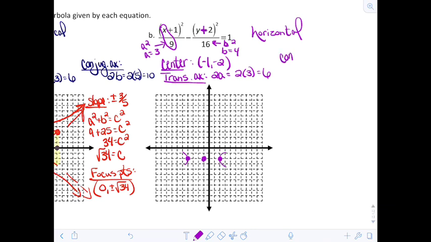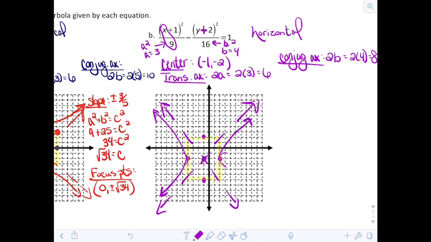Then I need the conjugate axis to help me finish off that rectangle or box to draw my diagonals. That's 2b, which is 2 times 4, or 8. So I'm going to go up 1, 2, 3, 4, 1, 2, 3, 4 down, and then I'm going to draw this box, this rectangle, so that I can draw the diagonals and have my asymptotes. So right down through the diagonal, and because I know that this goes horizontally, I'm going to make a symmetrical hyperbola side to side.